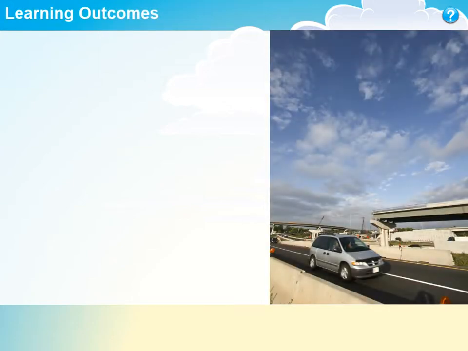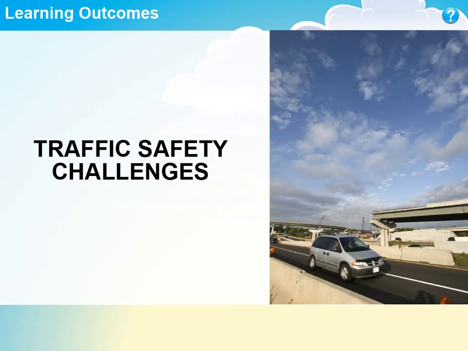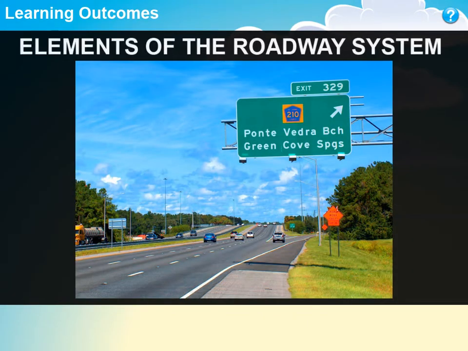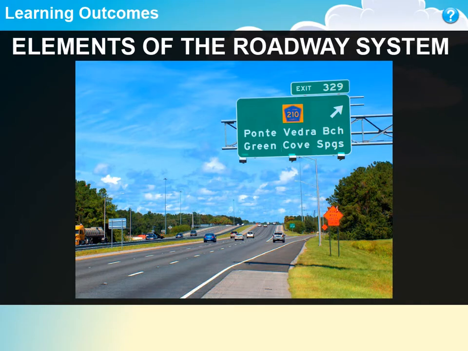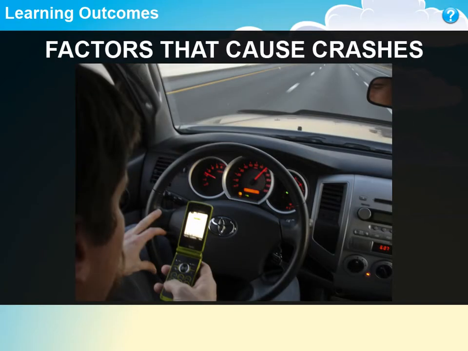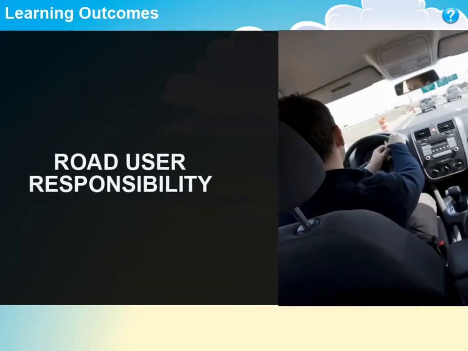The second module of this course covers the traffic safety challenges we all face as a society. At the conclusion of this module, you will be able to recognize the elements of the roadway system, identify the societal costs associated with crashes and injuries, become familiar with the most common factors that contribute to crashes, and recognize the responsibility we all have as road users.